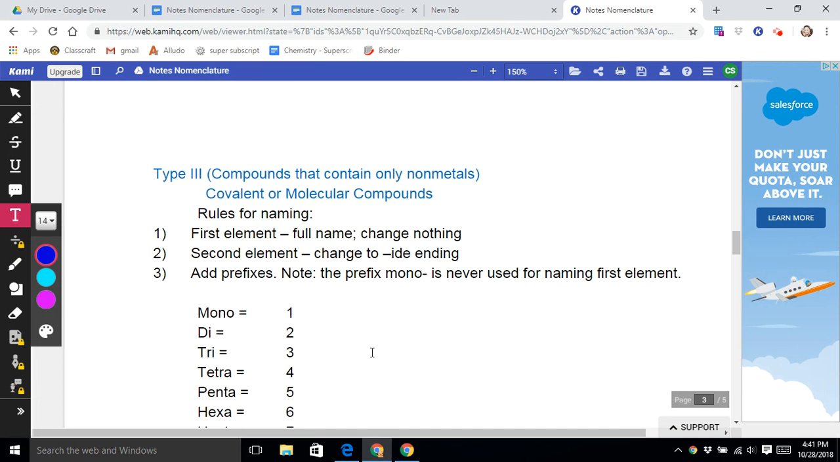Okay, so for type 3, rules for naming. First element, full name, change nothing. So oxygen is just oxygen. Nitrogen is just nitrogen. We don't change anything. For the second element, we still have to change the IDE ending. And one extra thing we have to do for type 3 is that we have to add a prefix. But we don't add mono for the prefix if it was used for the first element. I'll show you an example of that a little bit later.